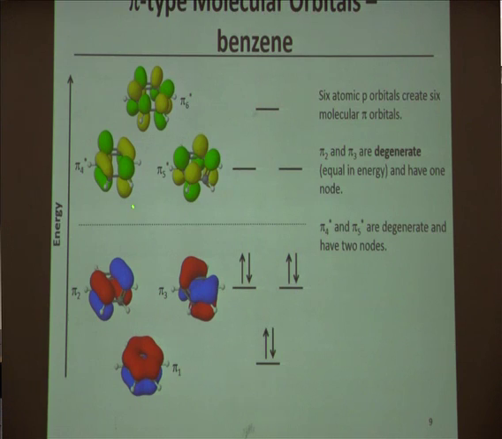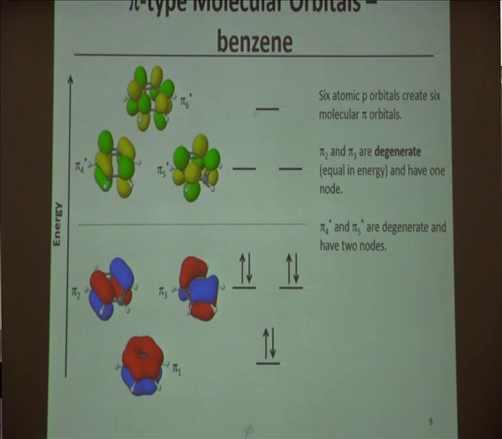Increased numbers of nodes give a degenerate pair, or an equal energy pair, of pi 4 and pi 5. Both of these are labeled with a star because they are unoccupied high energy orbitals. There's one node here, a perpendicular node right there, one node right here, and a perpendicular node right there. So each of these has 2 nodes. The highest energy orbital is pi 6. It has 3 nodes, sort of bisecting the molecule, and as a result has completely separated most of those orbitals.